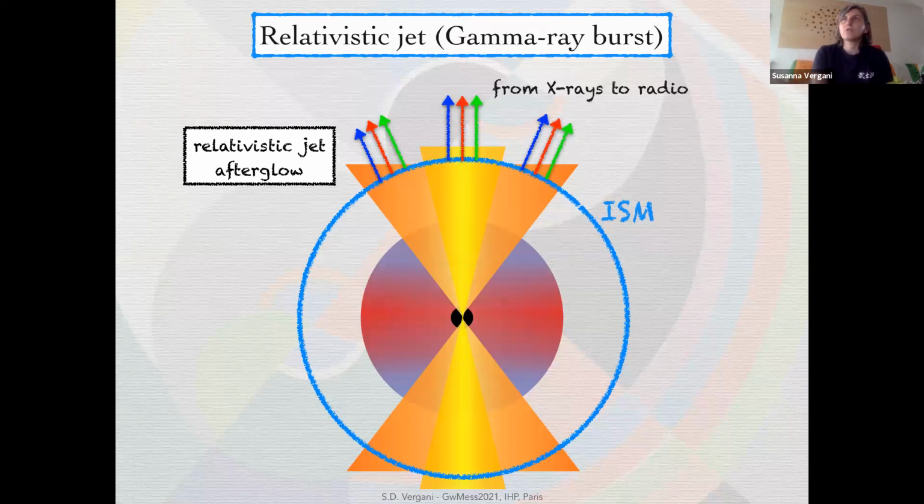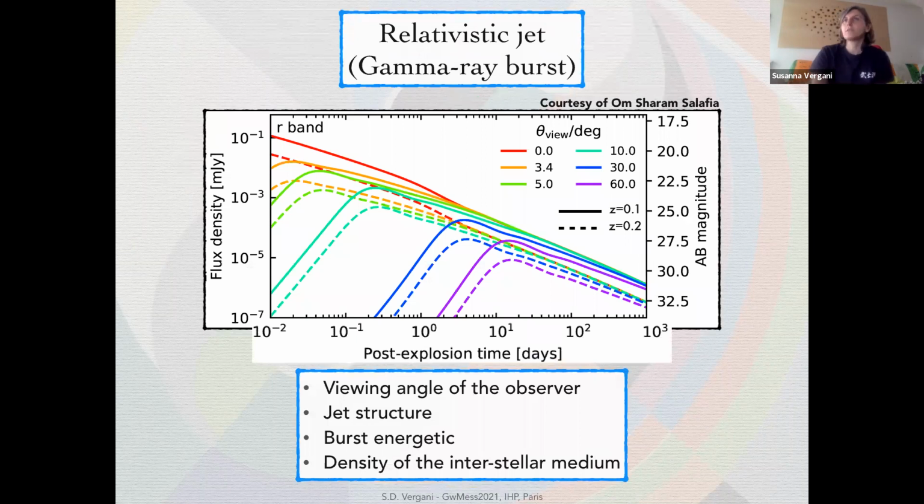So let's now talk about the relativistic jet afterglow. As we said, it can be detected at different frequencies. Let's start from the optical ones. Here I have a simulation of the optical light curve of the relativistic jet afterglow that has been done by a colleague of mine, Om Salafia, whom I thank a lot. You have the flux as a function of time in days, for different viewing angles, from on axis to very off axis, and for different redshifts, okay?